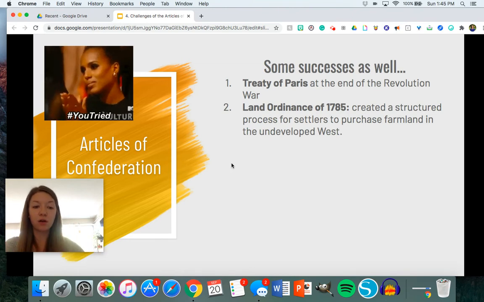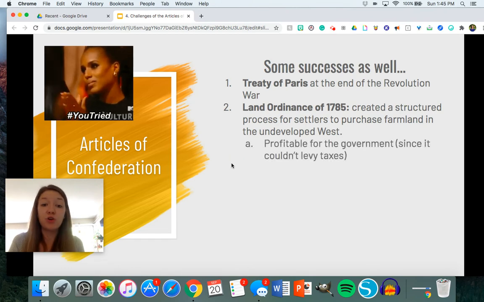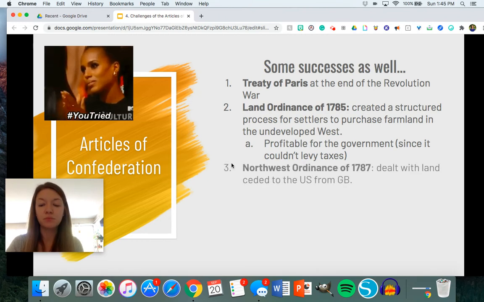We haven't expanded completely yet, so we're starting to keep our eyes open on that land. And this was actually a huge success because this was profitable for the government. The government was who got paid when those settlers purchased that farmland. And since the government couldn't levy taxes, this was a good way for the government, for at least the time being, to make some money.